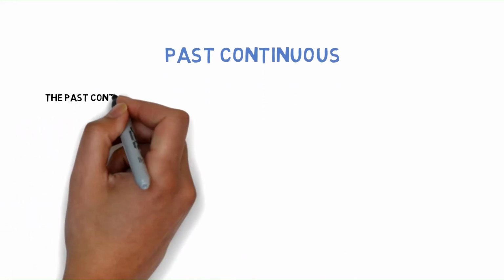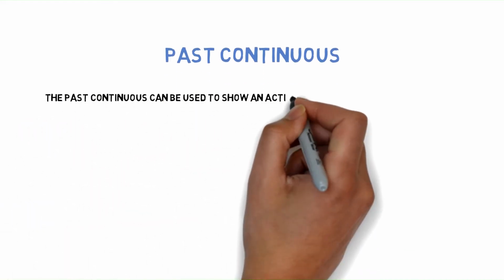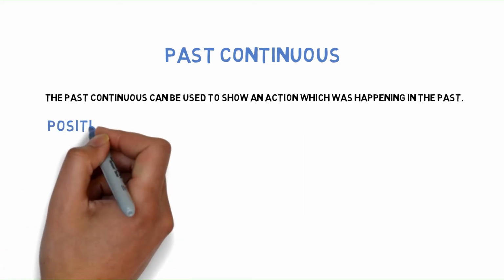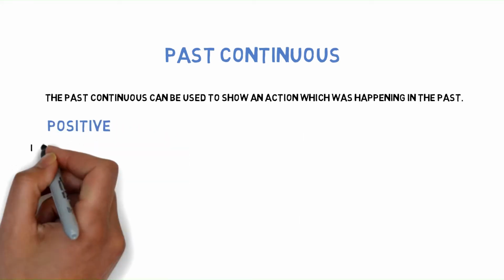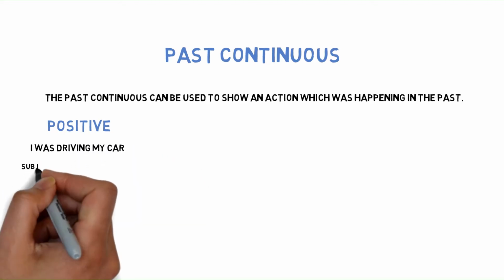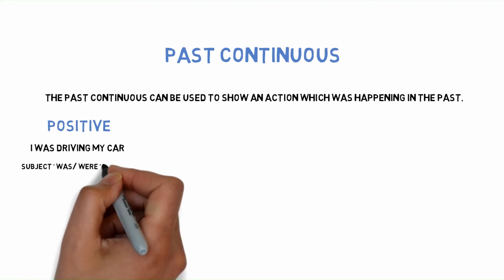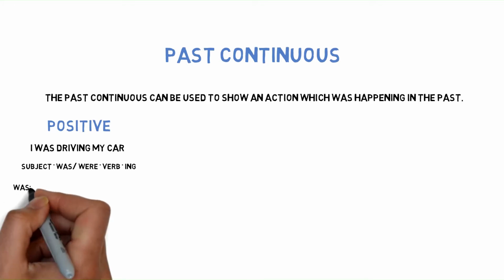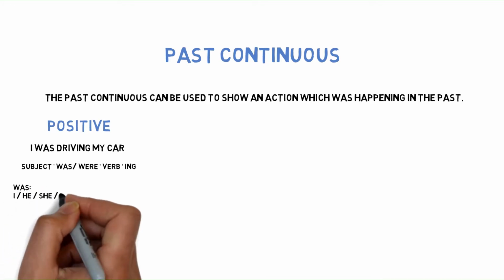بالنسبة لـ first form اللي هو الـ past continuous. The past continuous can be used to show an action which was happening in the past. تنستعملوه باش ندويو على شي حاجة اللي مستمرة ولا استمرت في الماضي. Positive form عندنا I was driving my car. So the subject plus was or were plus the verb ing. I is the subject, was, and then driving is the verb plus ing.